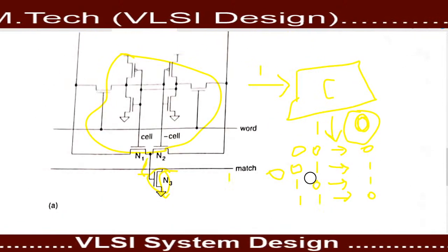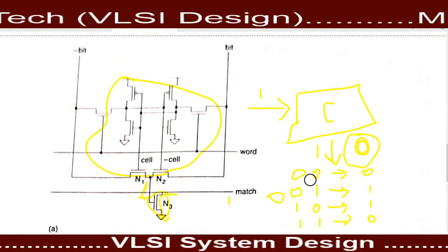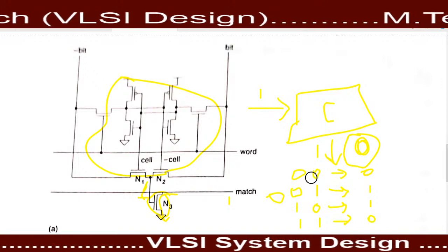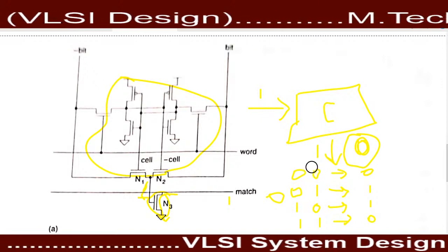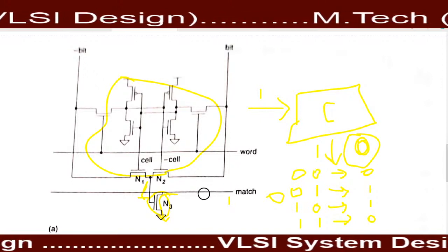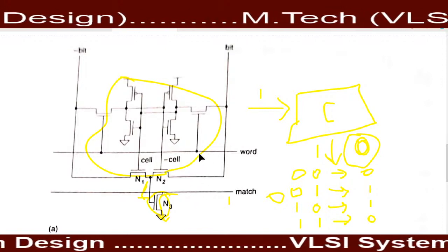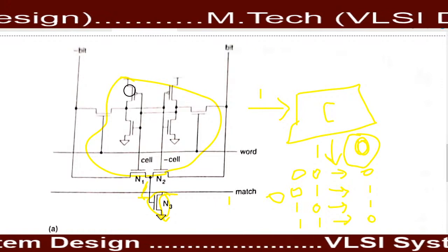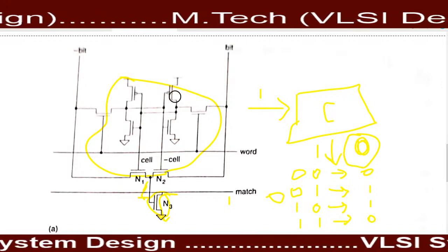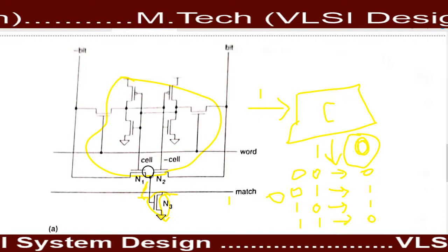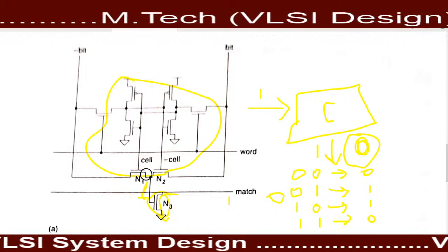Okay, so this one is the CMOS structure of the CAM cell. You can say that for making a CAM cell you need nine different transistors, in which two PMOS are there, and seven NMOS are there.